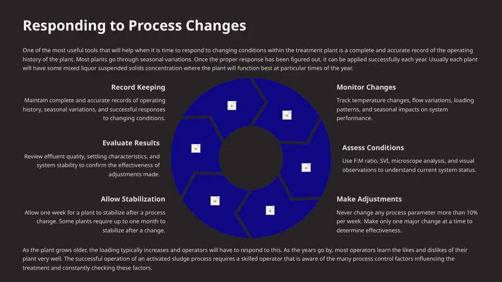As the plant ages and load increases, operators need to respond accordingly. Over time, most operators become very familiar with their plant's likes and dislikes. Running an activated sludge process successfully really depends on a skilled operator who understands the many control factors and is constantly monitoring and adjusting as needed. That's the essence of maintaining optimal performance over the long term.